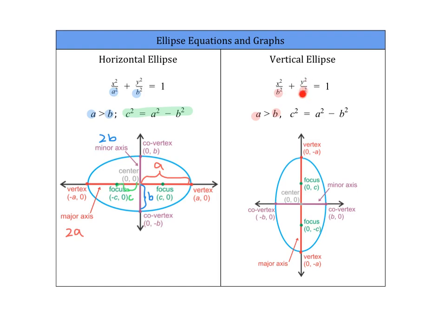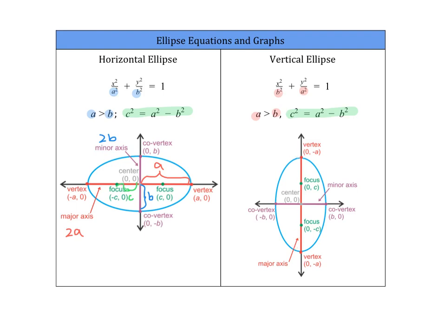We still call this value a squared. We still call this value b squared. So a is always the larger value. We also still find our c value using that same equation, c squared equals a squared minus b squared.